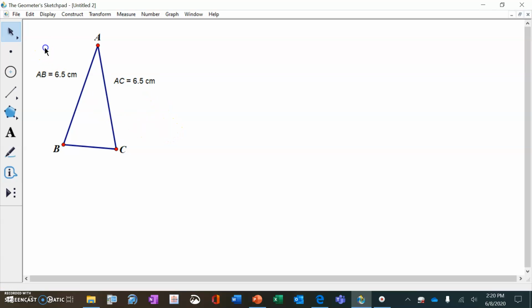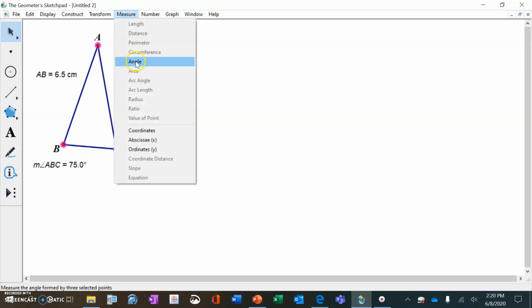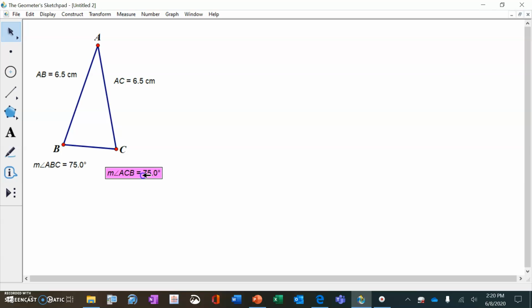Now the question is, if you have an isosceles triangle, what is true about the base angles? So I'm going to measure the base angles. So angle ABC, I'm going to measure that angle. It is 75 degrees. And I'm going to measure angle ACB. And that measurement is also 75 degrees.